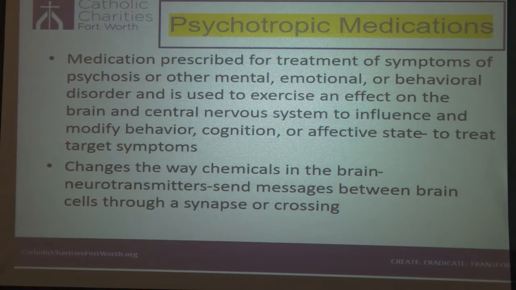So there may be some adverse actions going on, but because this medication is affecting the central nervous system, it'll modify their behavior, their cognition or understanding, or their affective state. You're looking at them and seeing them in a different manner. And that's to treat the target symptoms. The psychotropic medication changes the way chemicals in the brain, neurotransmitters, send messages between brain cells through a synapse process. That's a lot of big words, but it's still the central nervous system that's being affected.